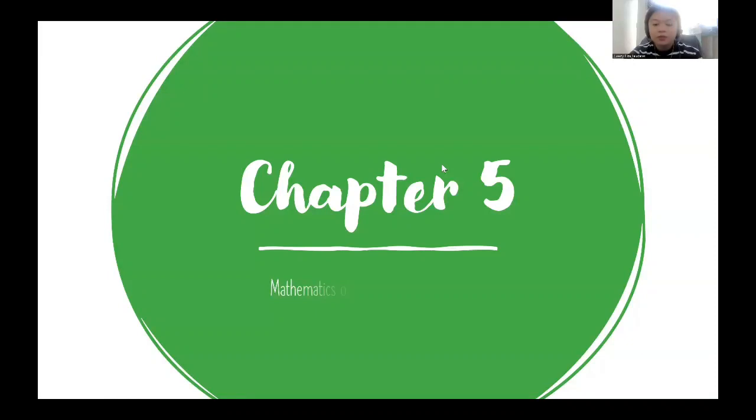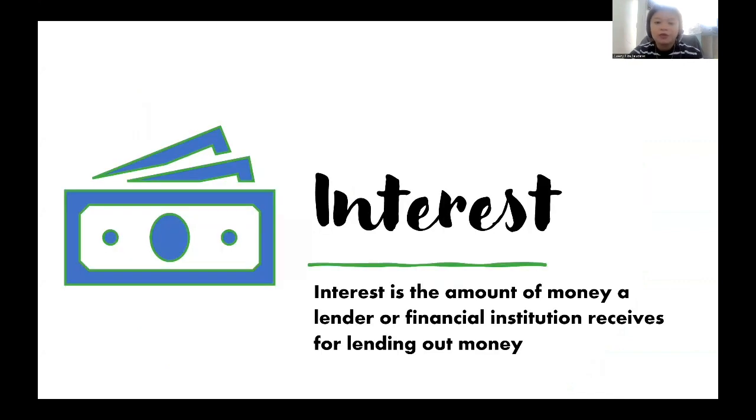Today we have chapter 5 on mathematics of finance and optimization. For today, we'll talk about simple and compound interest. So what is interest? It is the amount of money a lender or financial institution receives for lending out the money.